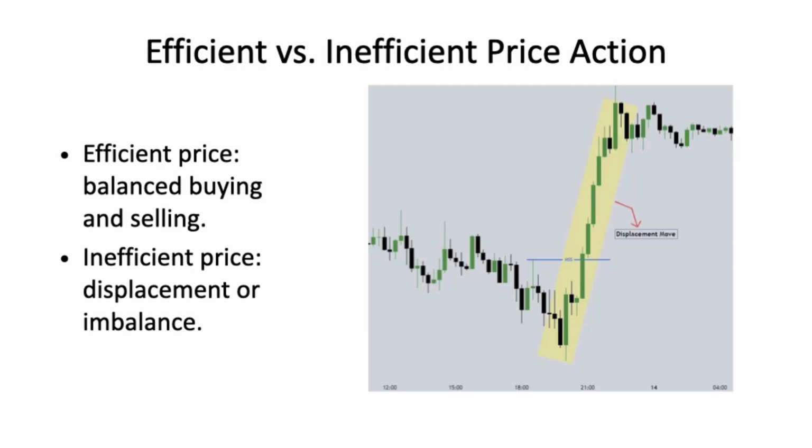We can think of price action as either efficient or inefficient. Efficient price is balanced, with equal buying and selling. Inefficient price is characterized by a strong, impulsive move, what we call displacement. This displacement is what creates a fair value gap, or FVG.